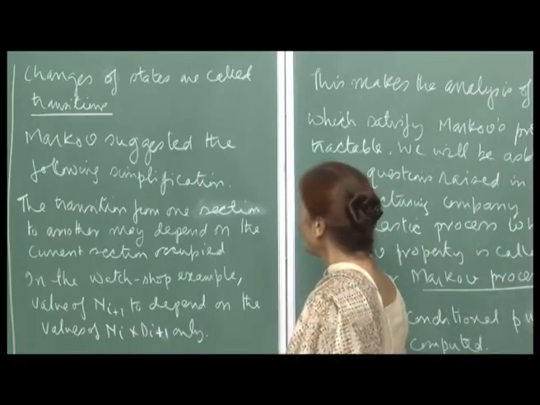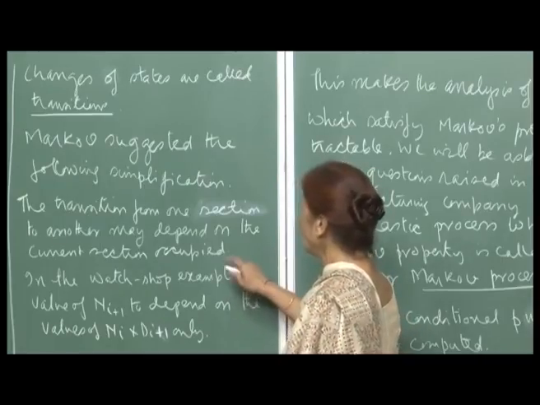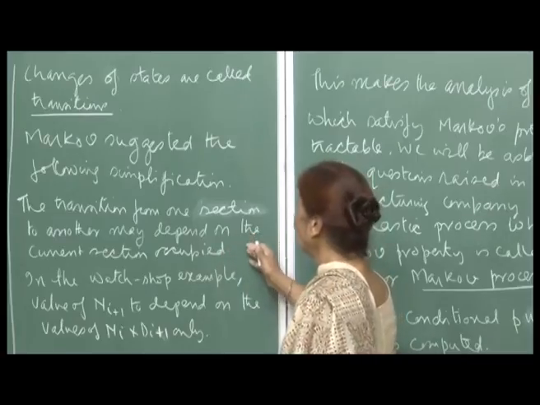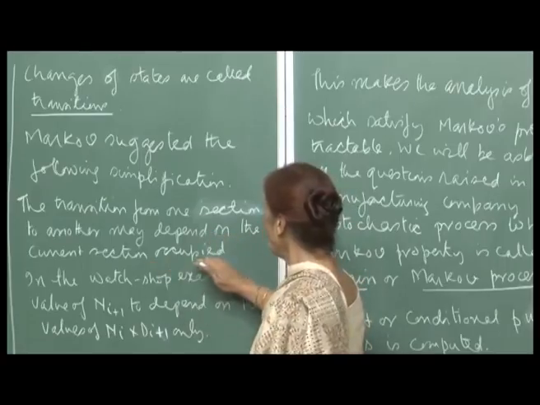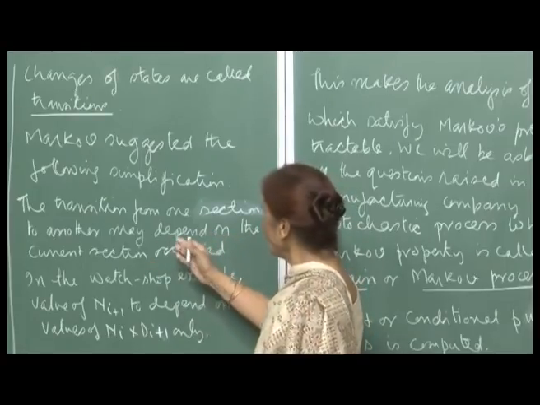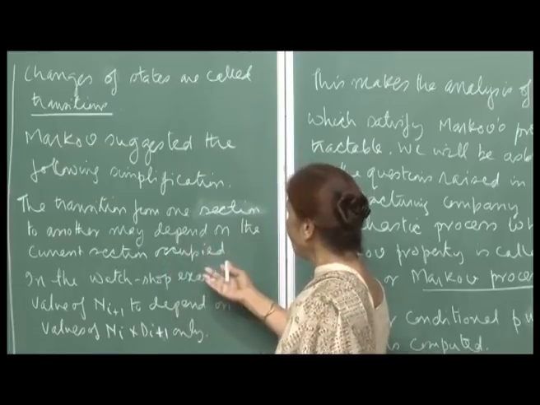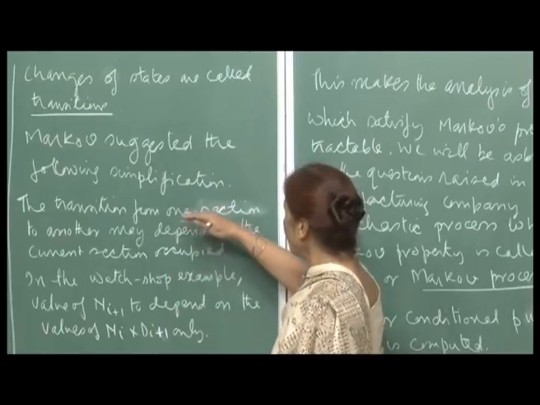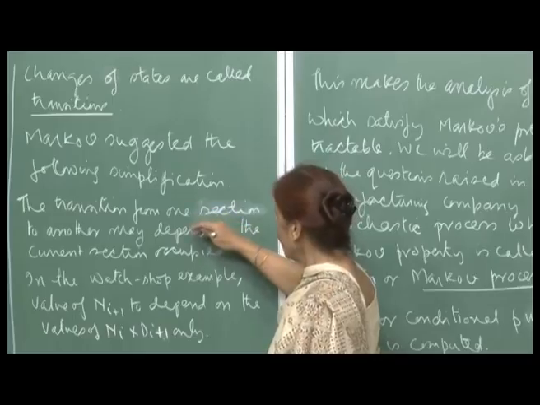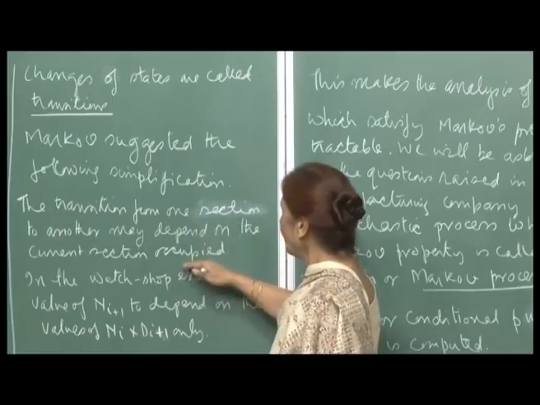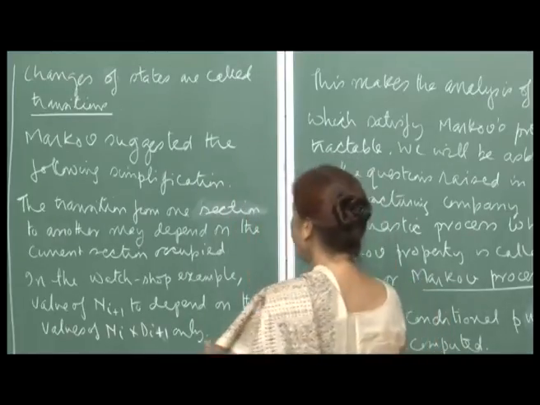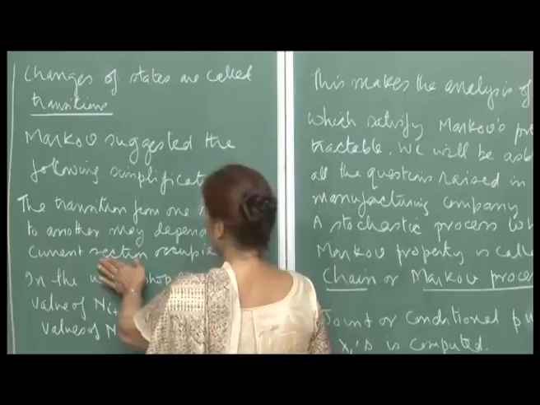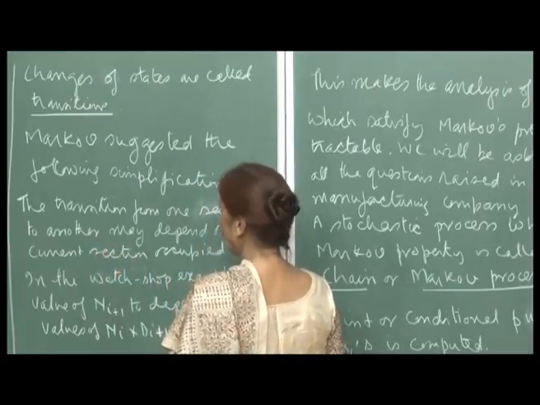He said that the transition from one section to another may depend only on the current section occupied. When we say depend, that means the probability with which the process will transition from one section to another would be dependent on where you are right now, the current section. So Markov suggested this simplification.